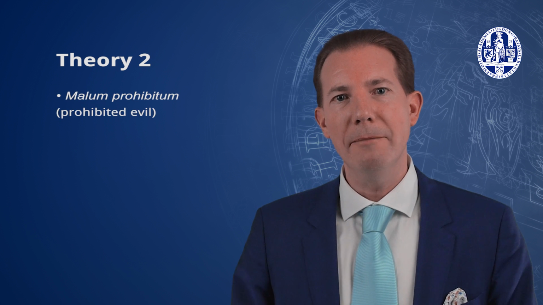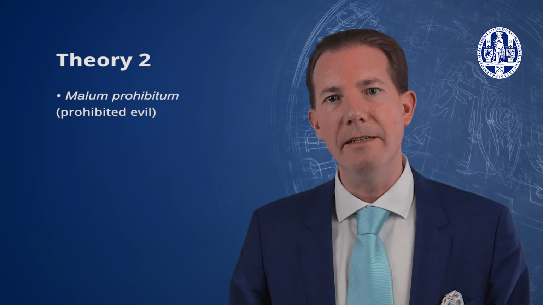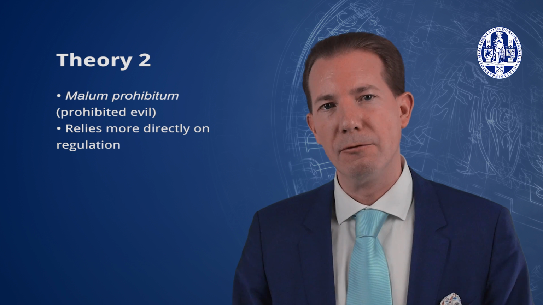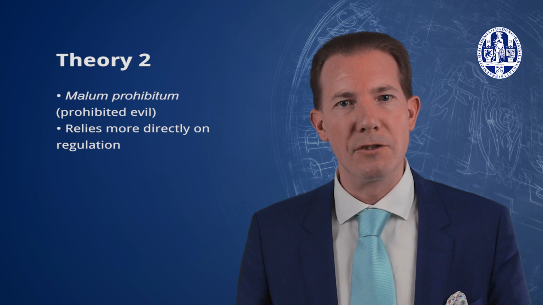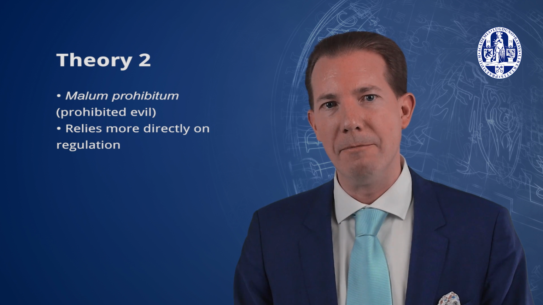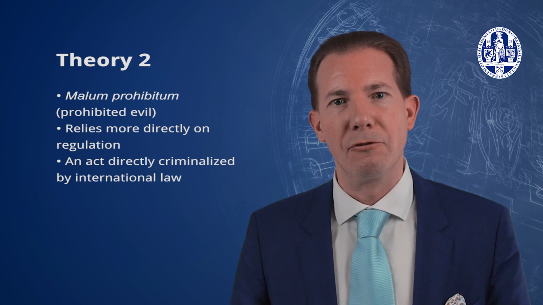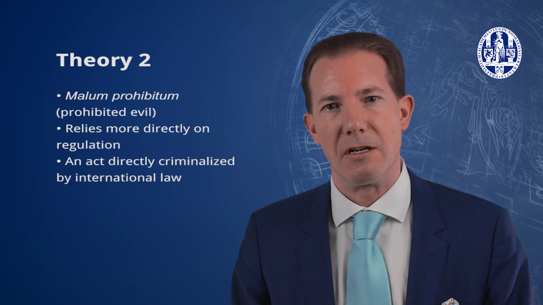The weakness of this theory is that it remains blurry. Many acts shock the conscience of humankind. The theory does not tell us who determines what an international crime is. The second theory, malum prohibitum, which means prohibited evil, relies more directly on regulation, in particular the level of prohibition. According to this view, an international crime is an act that is directly criminalized by international law.